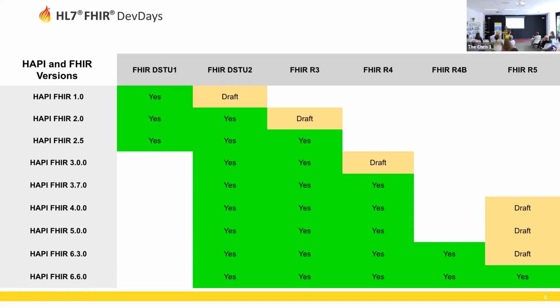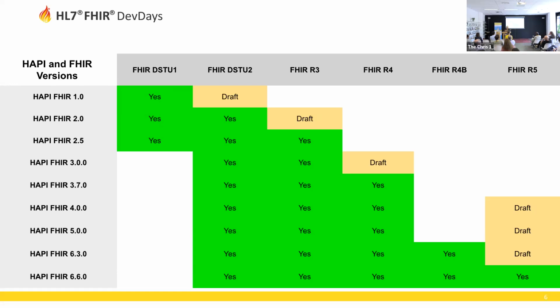And what's really neat about HAPI, actually, is that from the start, we've tried to design a framework that allows you to support multiple versions of FHIR at the same time. This hasn't traditionally been a thing a lot of people have done, but I have this feeling it's going to start being really popular in the next while with the release of R5.